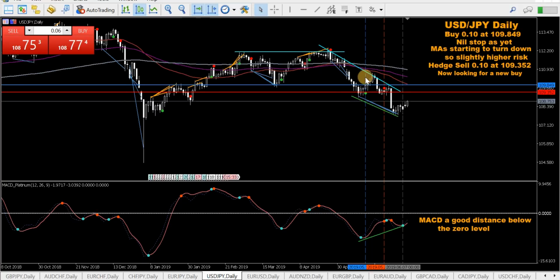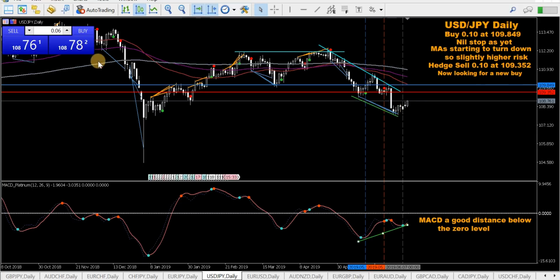USD Japanese yen in a buy, took the hedge sell, really tight sort of loss, locking in there. Been patiently waiting for a buy signal. You can see my grey vertical line. I've had a green dot on the MACD below the zero level for a couple of days now.